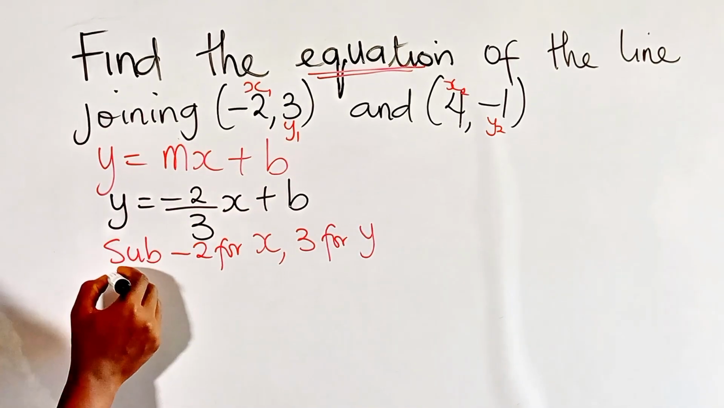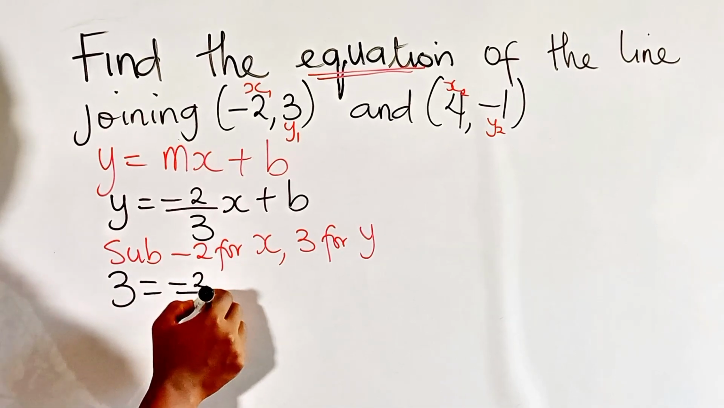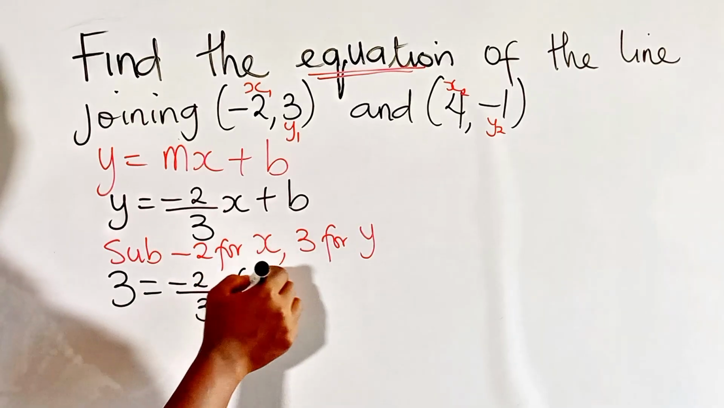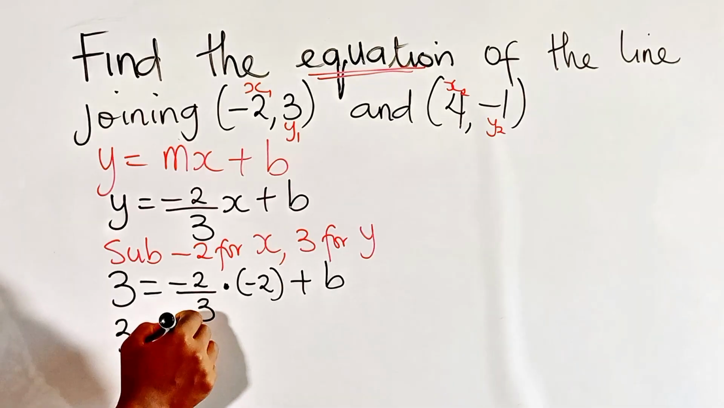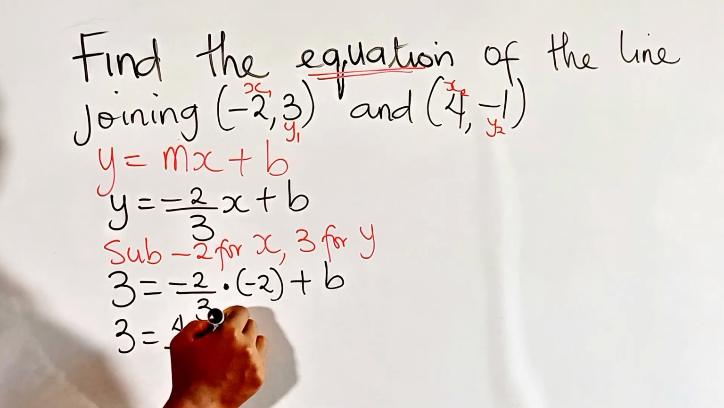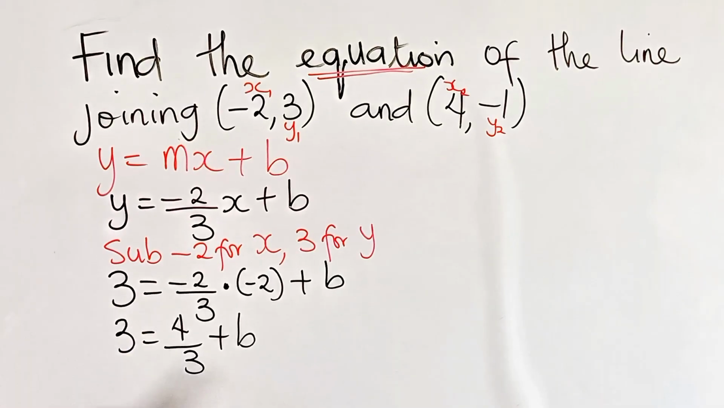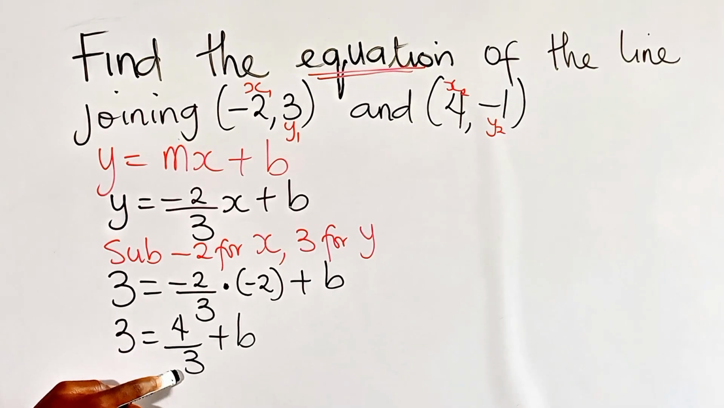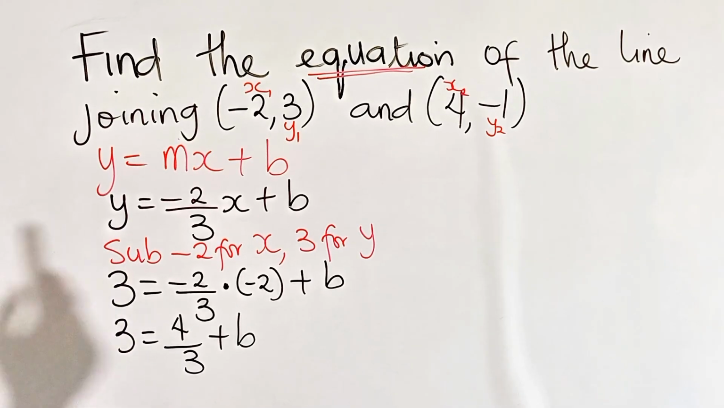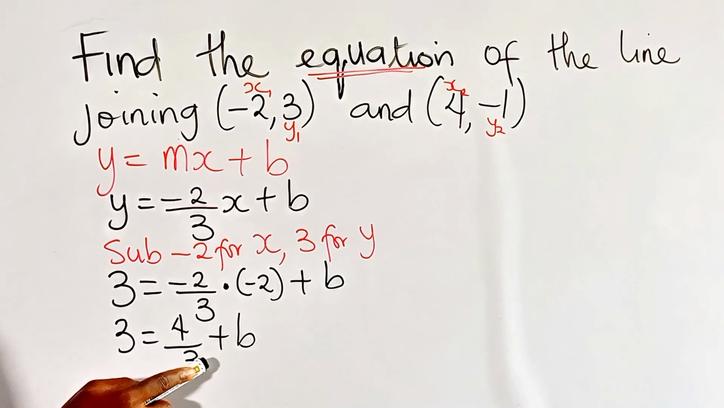So we have 3 equals -2/3 multiplying -2, right? Plus b. 3 is equal to 4/3 plus b. At this point, we can proceed in different ways. We can choose to subtract 4/3 from both sides of the equation. We can also choose to eliminate this fraction by multiplying all through by this denominator 3. And that's what I am going to do.